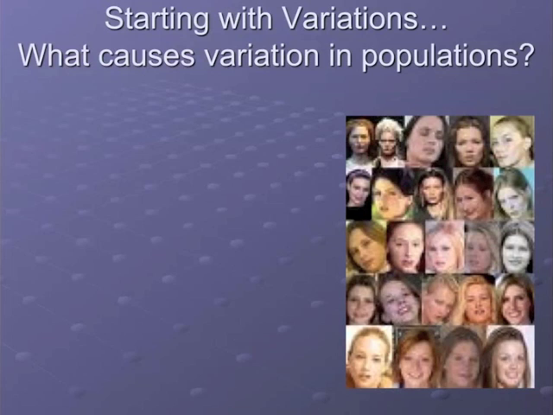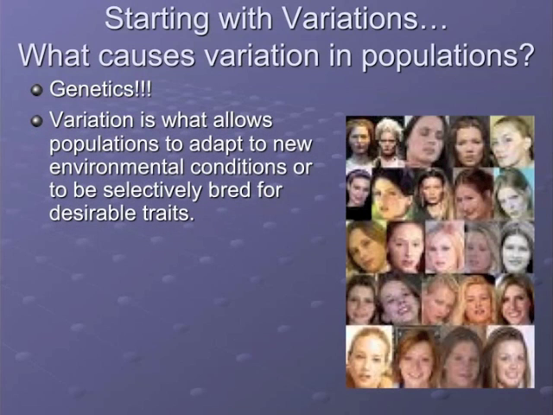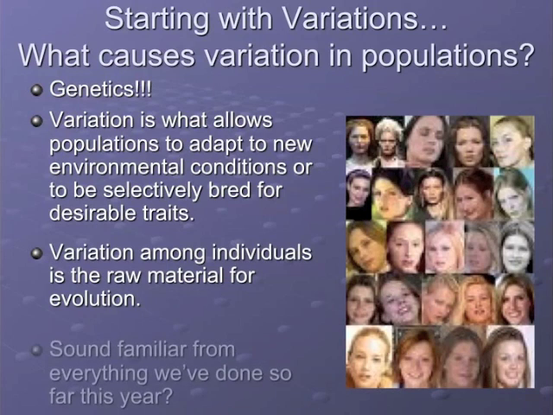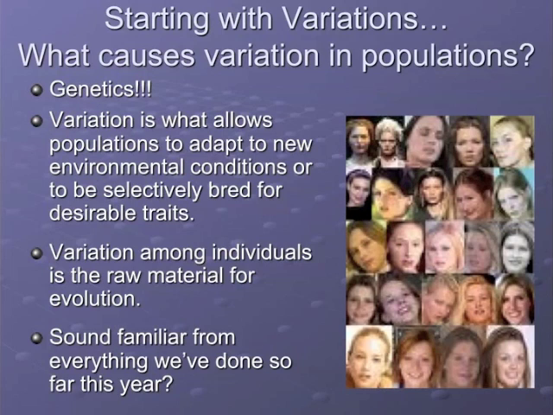What actually causes evolution is you have to first start off with variation in your population. And what causes variation is genetics. It's all about the genes that various people have and how they mix and match together. And that's what allows populations to adapt and evolve to new environmental conditions. And that is the basic raw material for evolution and is absolutely necessary in order for a population to evolve.